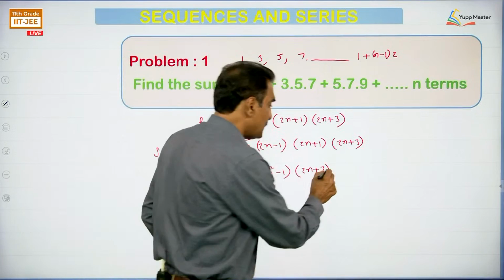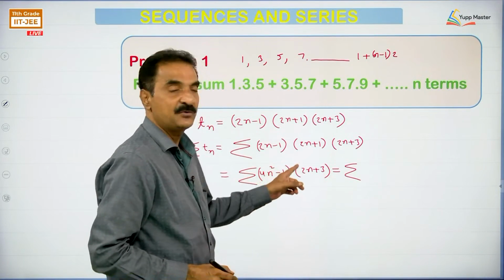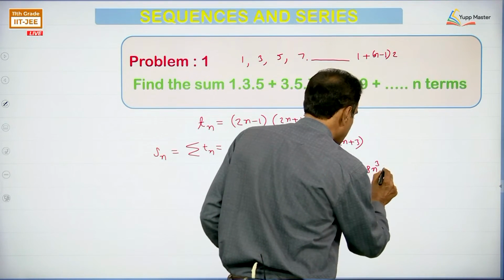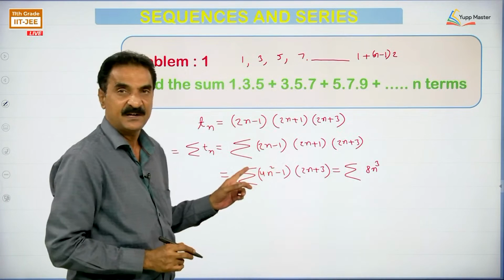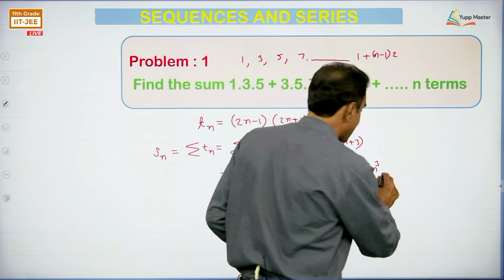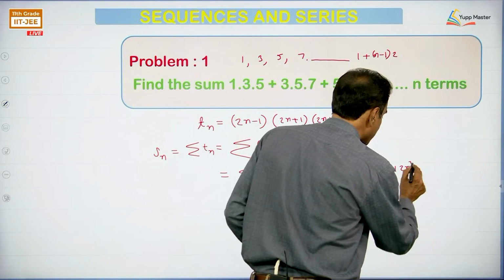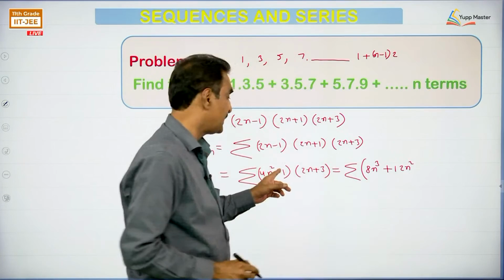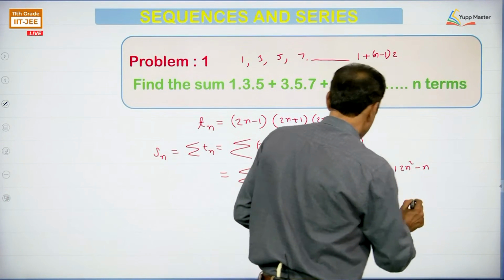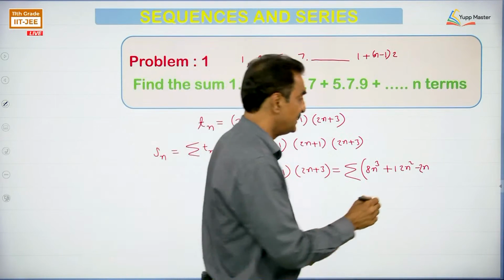You will get sigma of 4n square into 2n, 8n cube. Next, the third degree term is over. So now the second degree term: 4n square into 3, plus 12n square. Next, the first degree term: 1 into minus 1 into 2n, minus 2n. And the constant term will be minus 1 into 3, minus 3. Alright.